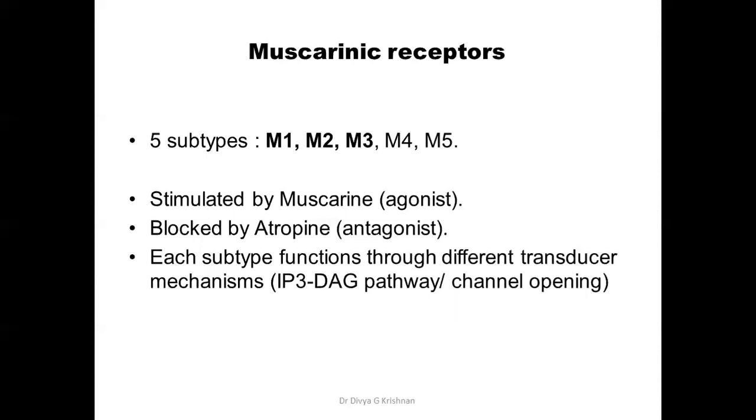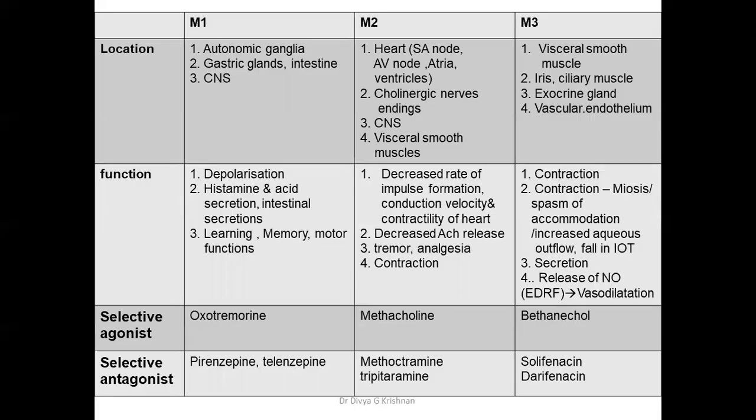So you have to know only this much at the undergraduate level, that they are all G protein coupled receptors and they function through either the IP3-DAG pathway or through channel regulation. Now we shall look into each subtype with respect to their location, function, selective agonist and selective antagonist.